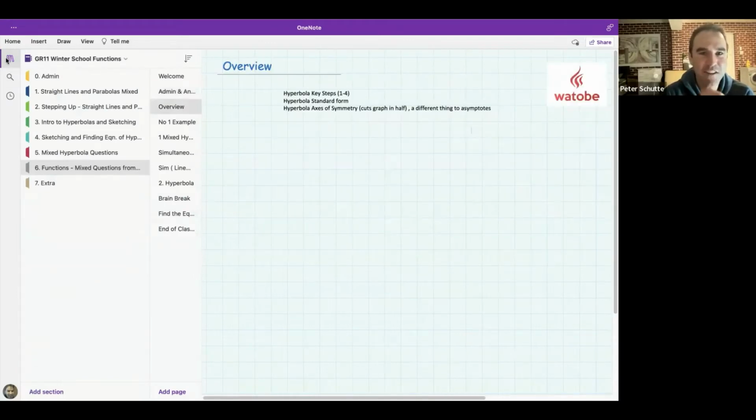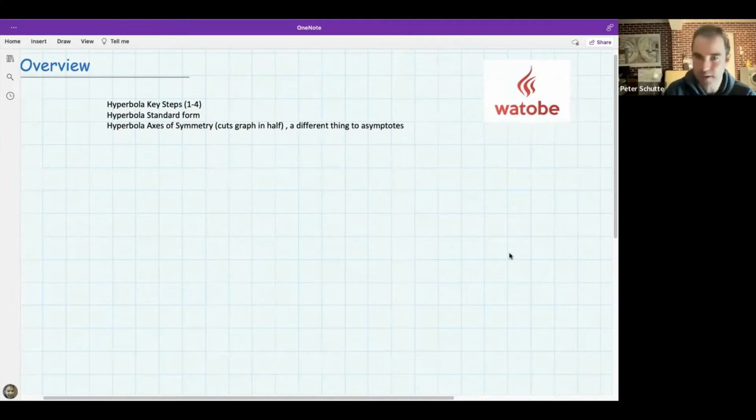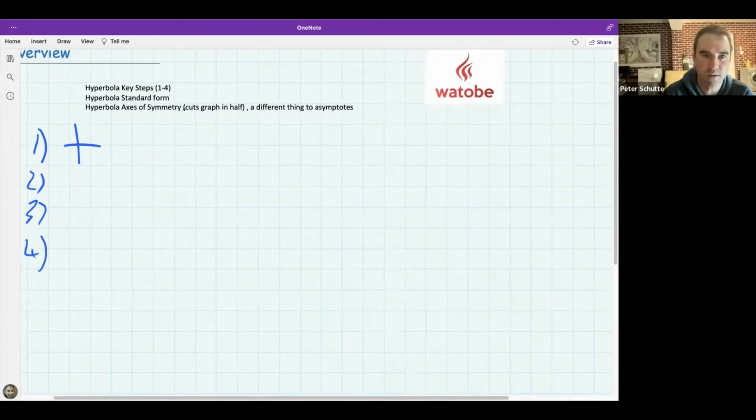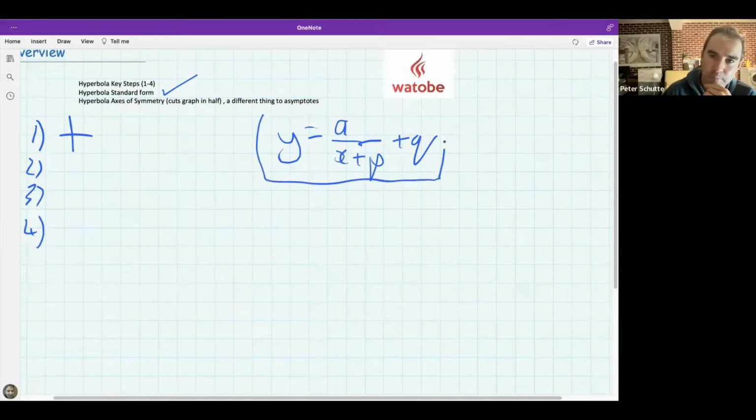Okay, so let's do a little recap of the last lesson. When we think about hyperbolas, when you're drawing a hyperbola, I really like to think of it as a 4-step process, and I just want to quickly make sure that you've got those steps. Hyperbola standard form is y = a/(x + p) + q. Now, that is the standard form of a hyperbola.